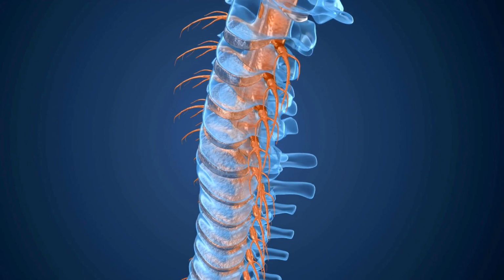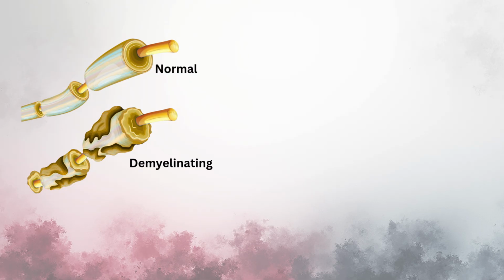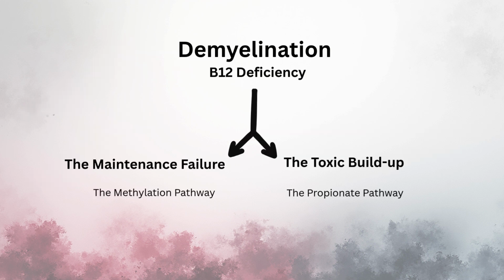Clinically, this is a demyelinating disease. But unlike autoimmune multiple sclerosis, this is metabolic. B12 is a cofactor for exactly two enzymes in the human body. In subacute combined degeneration, both pathways go wrong, creating a two-hit attack on the myelin. So, B12 deficiency causes a maintenance failure along with a toxic buildup of material, damaging the myelin sheath.